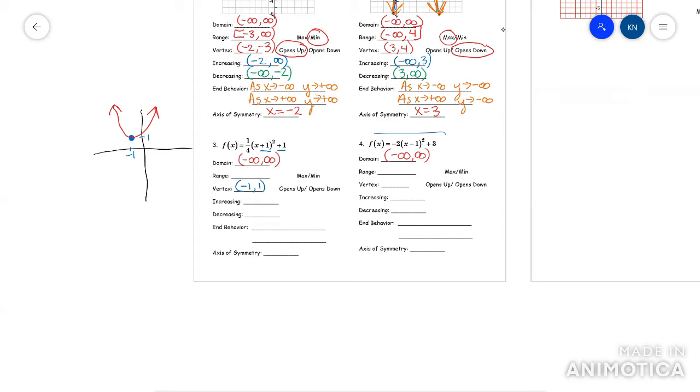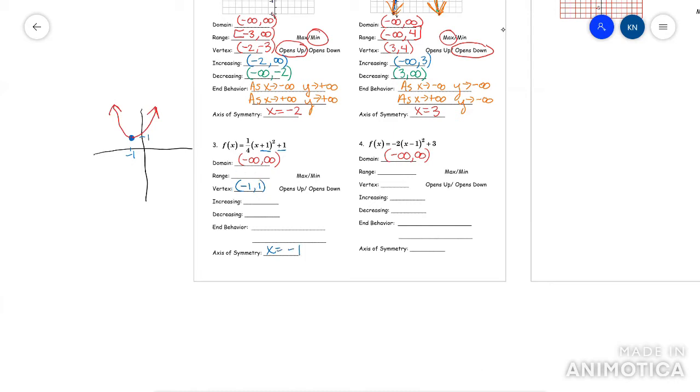So like looking at number 4, since my a value is negative, my graph would be opening down. But we'll get to that one in a second. Okay, the range. Just by drawing this right here, I can tell the range, I can tell increase, decrease, I can tell the end behavior, I can tell everything that I need to know. Looks like I forgot axis of symmetry. X equals -1, the x value of my vertex.